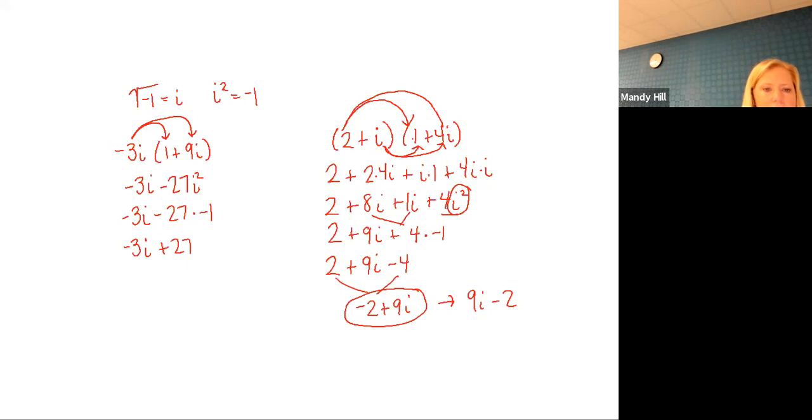So we have a few more examples like this. Remember that the square root of -1 is equal to i, and that i squared is equal to -1. Okay, so we've got (1 + 2i) times (1 + 3i).